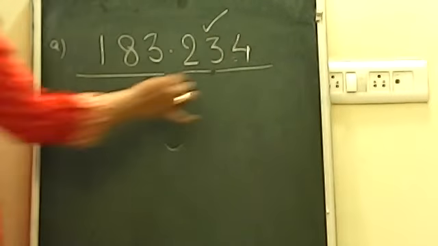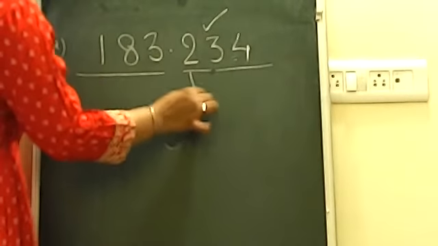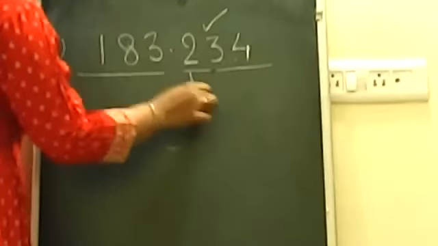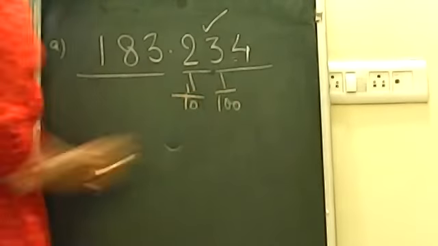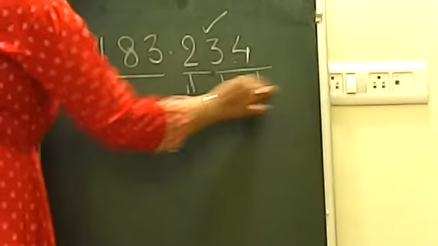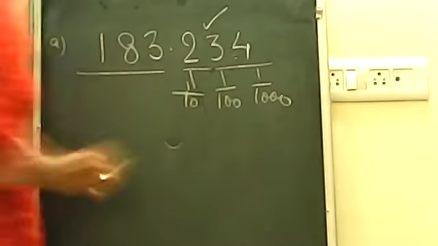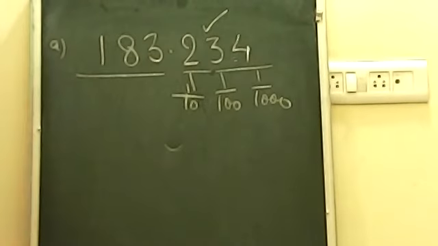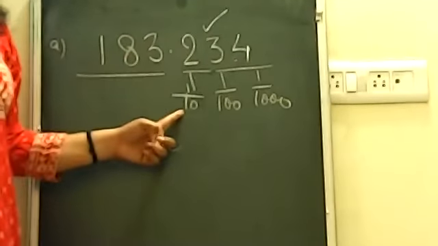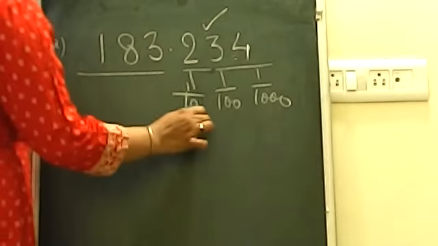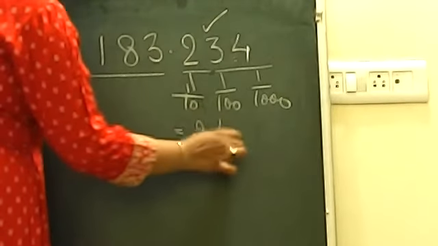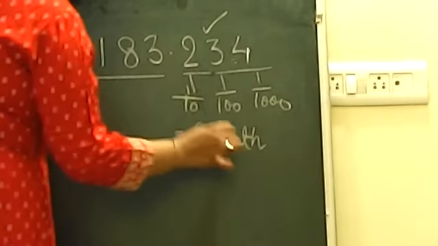Now you see this. This is the place of tenths. This is the place of hundredths. This is the place of thousandths. Now you have to find out the place value of 2. Where is 2 written? In the tenths place. So we will say that the place value of 2 is equal to 2 tenths.